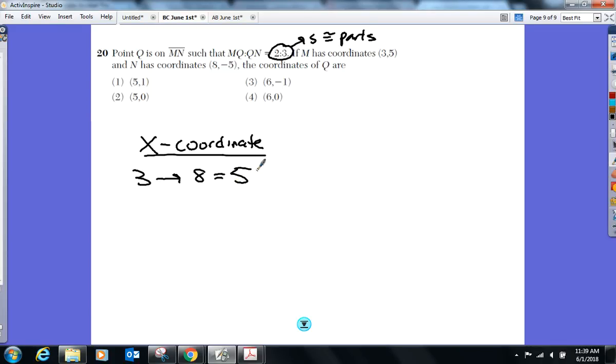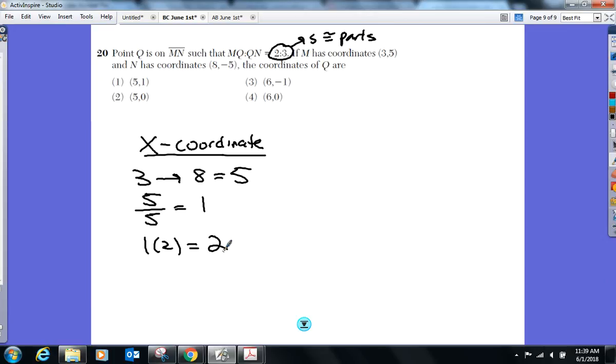What do I do with that 5, the distance of 5? I got to divide it up in the 5 congruent parts, right? So I'm going to take the 5, divide it by 5. And then you multiply times 2. Why multiply by 2? Because I'm going 2 to 3. So not only do I need to go once, I need to go twice. So 1 times 2 is 2.